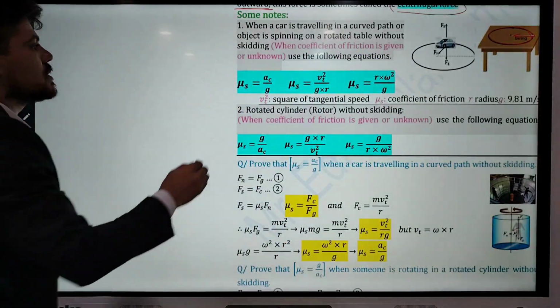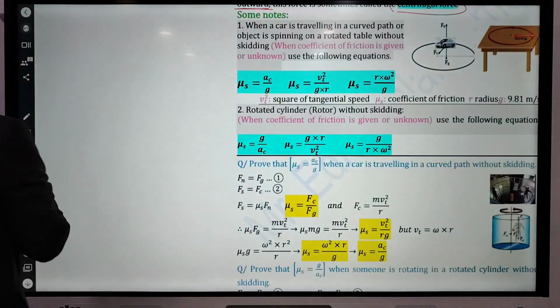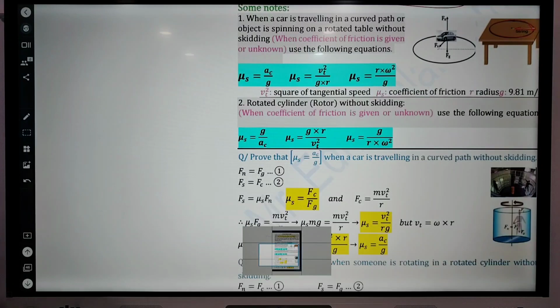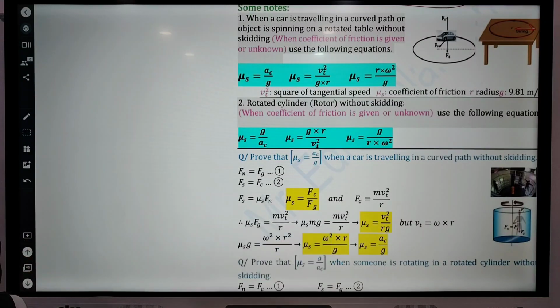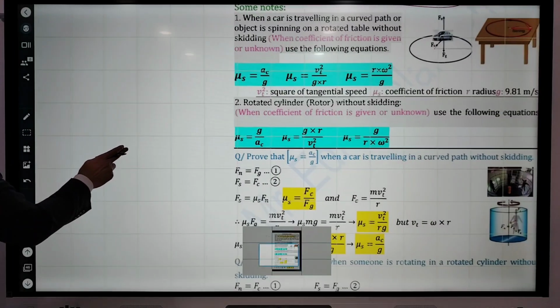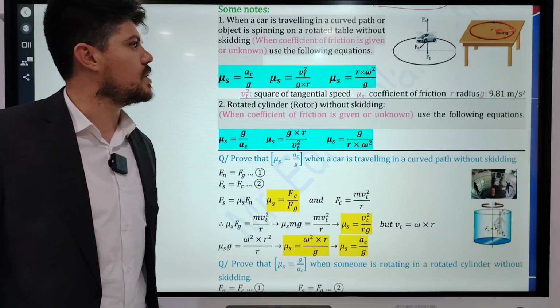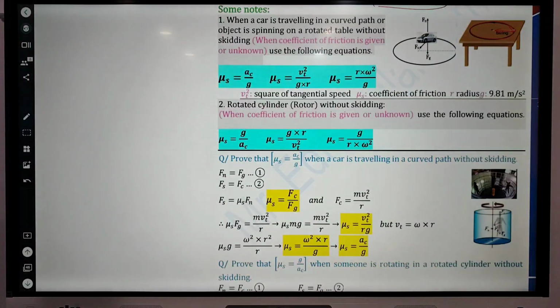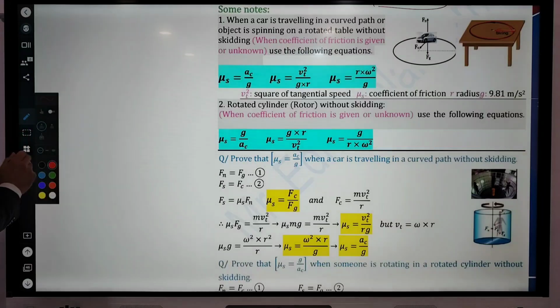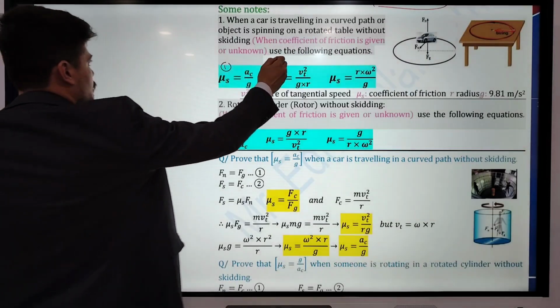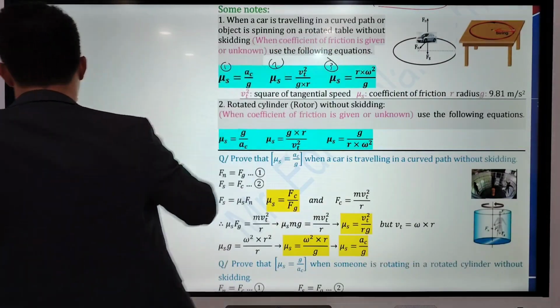So let's prove these three equations. It's too easy. I suggest you prove the equations, because you cannot memorize all the equations in the physics book. If you are struggling with these equations, you can prove them. If you prove the equations, you will not forget. How can you prove these three equations? Now I'm going to prove equations number 1, number 2, and number 3.